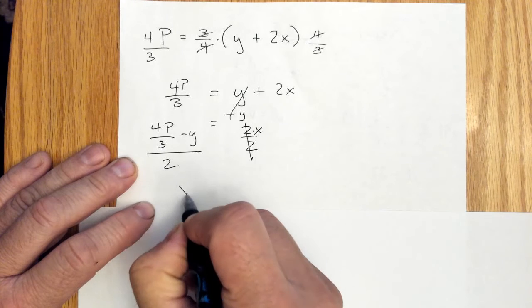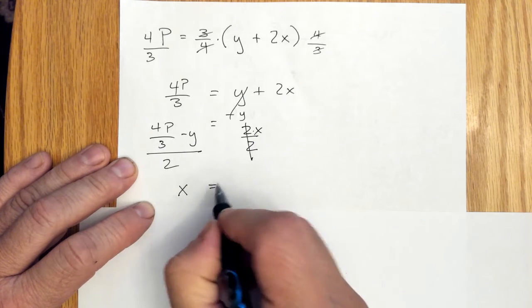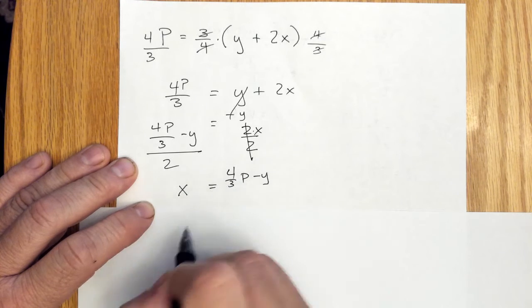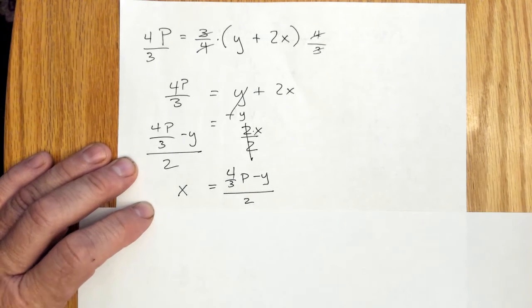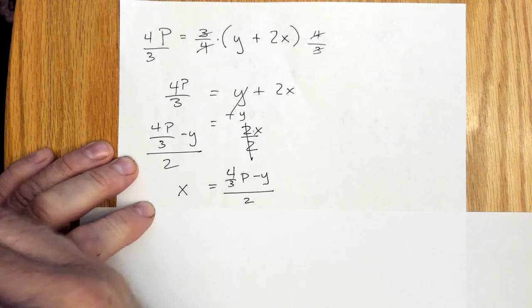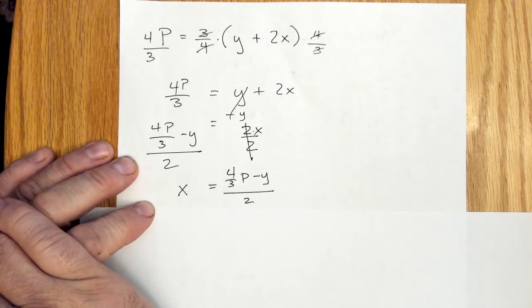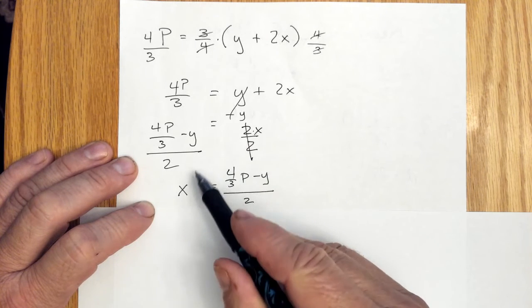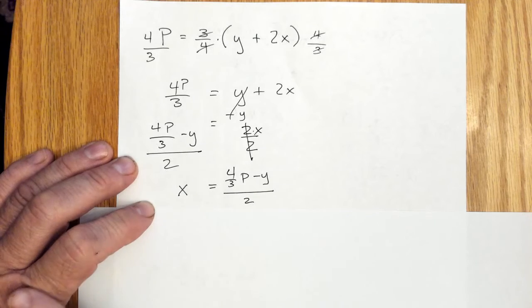So my final equation is this x now is equal to 4/3 p minus y, and that whole thing divided by 2. It's a big equation. It looks kind of scary, but I simply just follow the rule. I did the opposite. So any numbers I plug in here will always give me the correct answer as long as I do the math correctly.